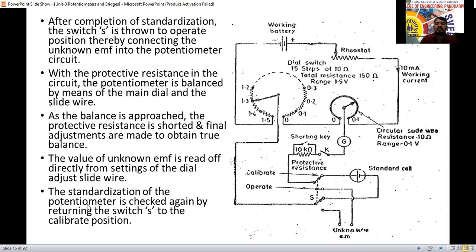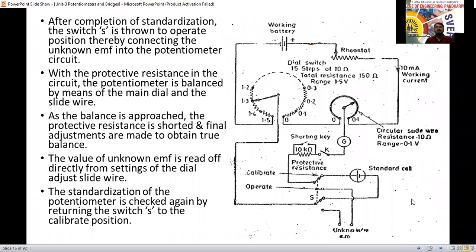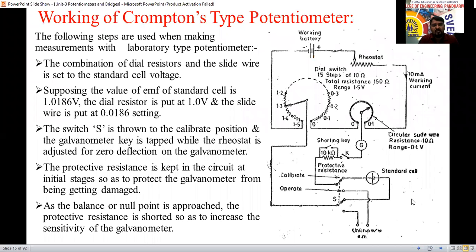The standardization of the potentiometer is checked again by returning the switch to calibrate. To check whether it is correct or not, we shift to the calibration mode again and calculate the value. So that completes the DC potentiometer. This is the Crompton type. Crompton derived this circuit, and for that reason it is called the Crompton type of potentiometer. That is the DC potentiometer.